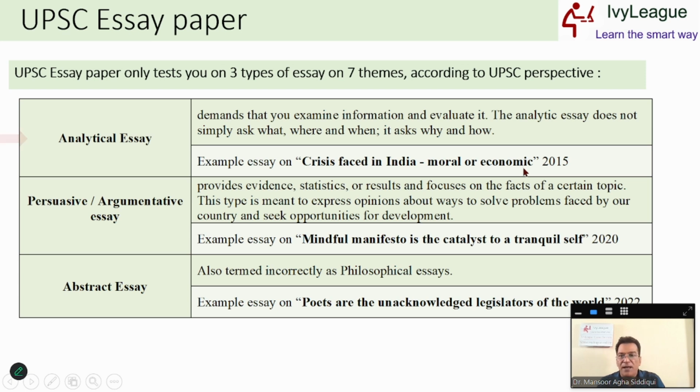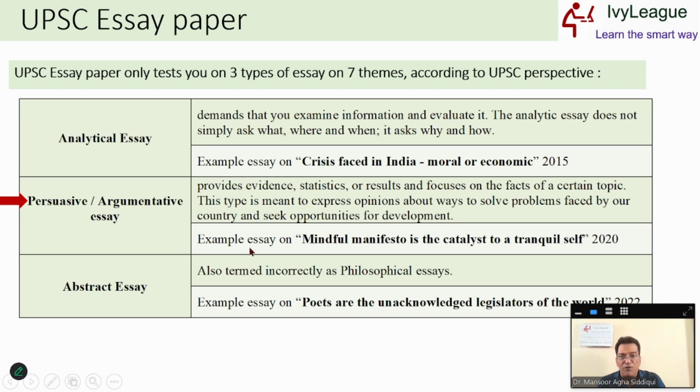The second type of essay, which is a favorite of the UPSC, is called a persuasive essay or an argumentative essay. This is an essay which provides evidence, statistics, results, focuses on facts of a certain topic. And this type is meant to express opinions about ways to solve problems faced by our country and seek opportunities for development. Two things in the end: solve problems of our country and seek opportunities for development, even if they have not been asked.